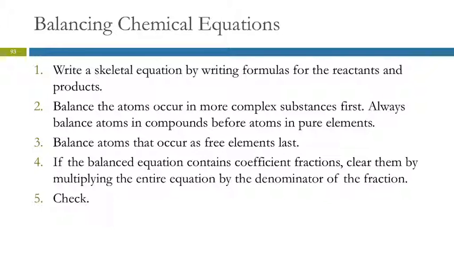Balancing chemical equations. So how do we know what kind of a coefficient to put and where? This is a very loose set of instructions, a general approach. First, you need to start off with a skeletal equation with the formulas for the reactants and the products. The formulas need to be correct, okay?